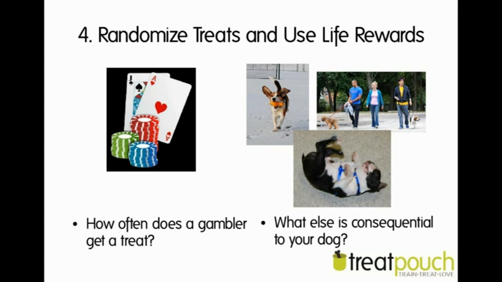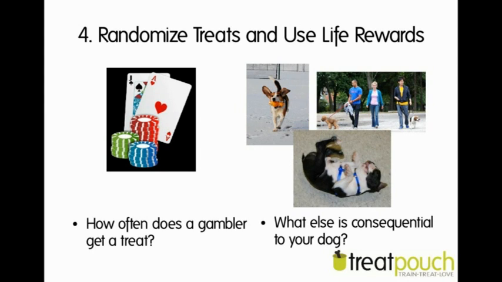It's the same phenomenon that drives gamblers to go to the casino. They perform behaviors all day long and they don't get a single treat. But once in a while, they perform a behavior and they get a treat, and that motivates them to keep on performing behavior. But in both cases, the reinforcement schedules are random. Make sure your dog never knows when they might get a treat.